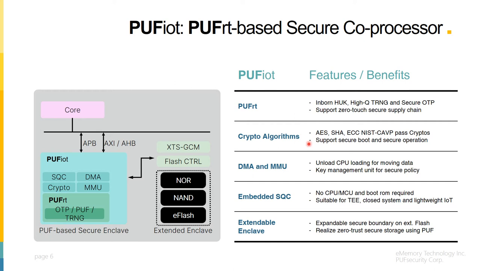Second, it has cryptography engines around the PUFrt. It can support key generation, block ciphers, digest hashing, symmetrical and asymmetrical authentication, and key exchange protocol. Please note that PUFiot's cryptography hardware accelerators already passed NIST CAVP certification. Third, PUFiot has designed AXI and AHB master DMA, direct memory access, for unloading the CPU from moving data, and an embedded MMU, memory management unit, for classifying different keys, policy, and secure range.